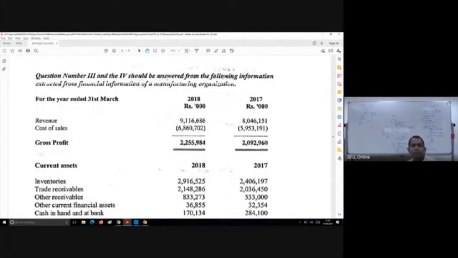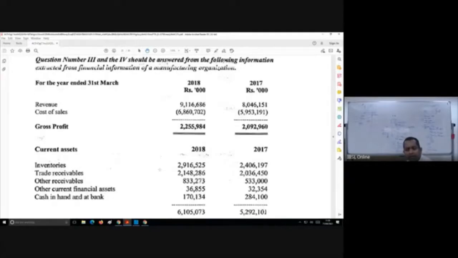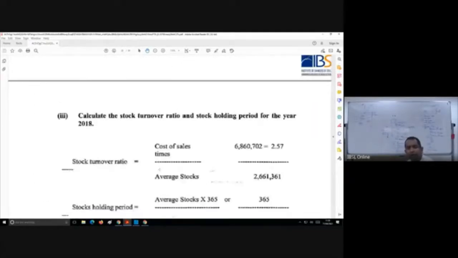Another question, P&L, they're asking, calculate the stock turnover ratio and stock holding period for the year.